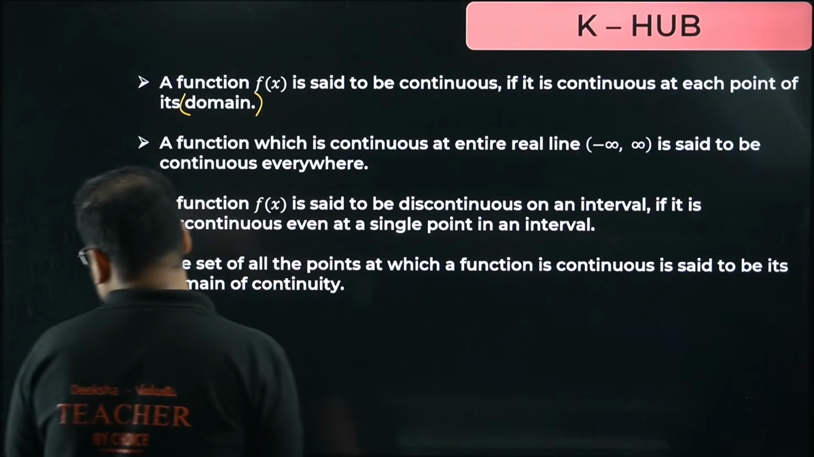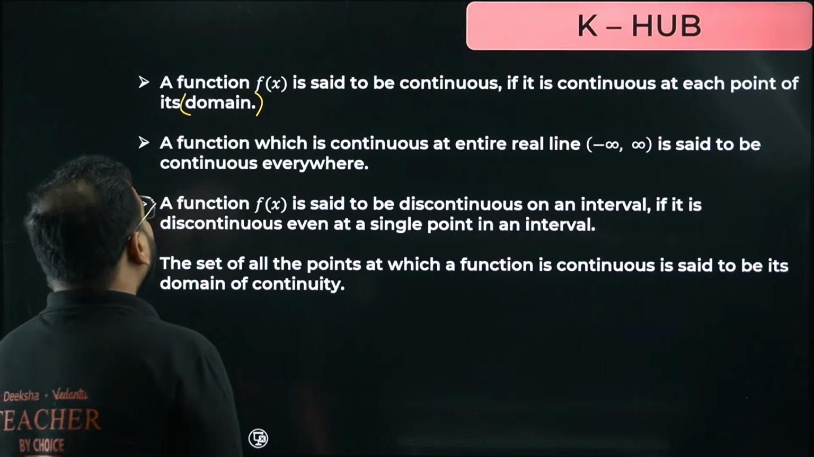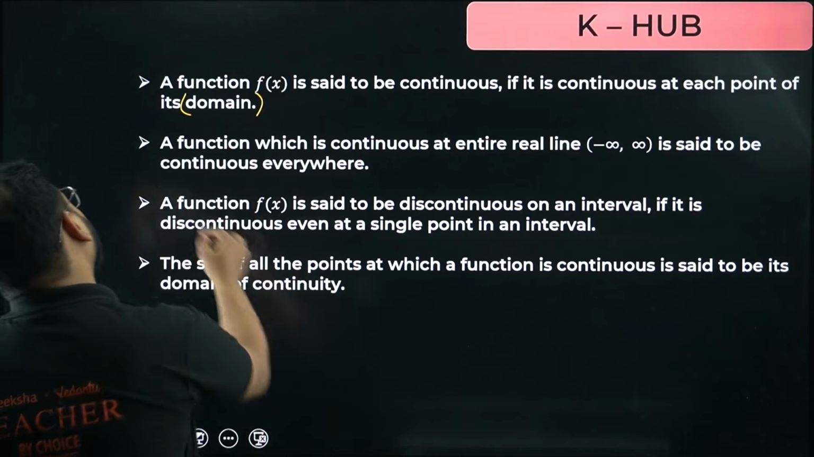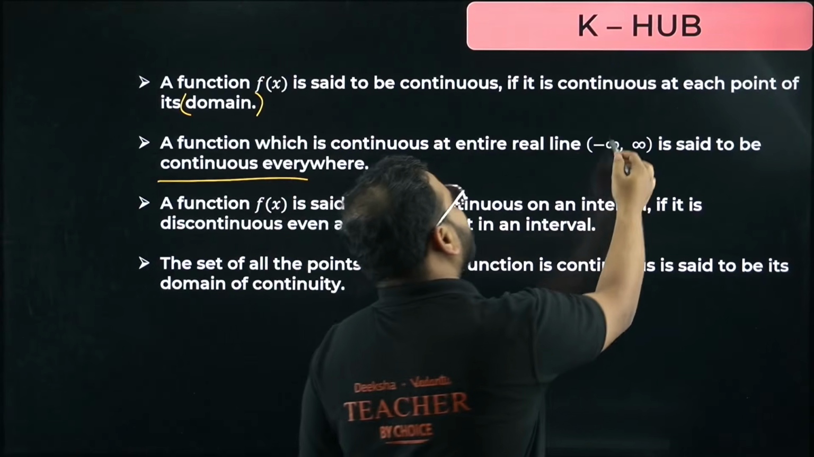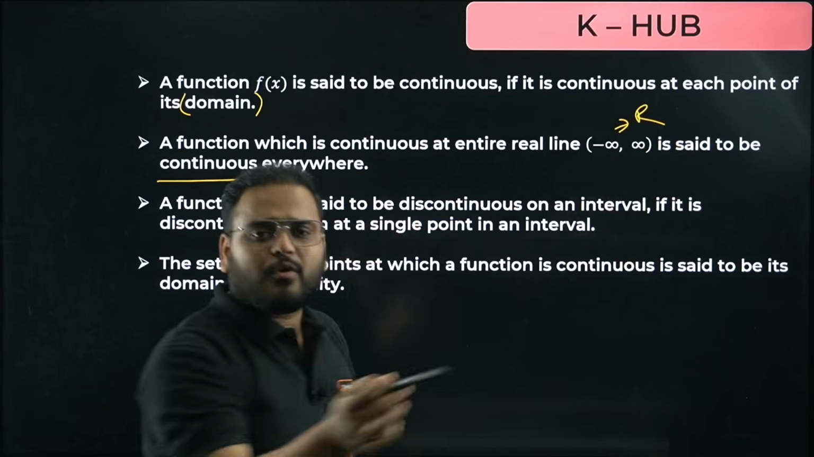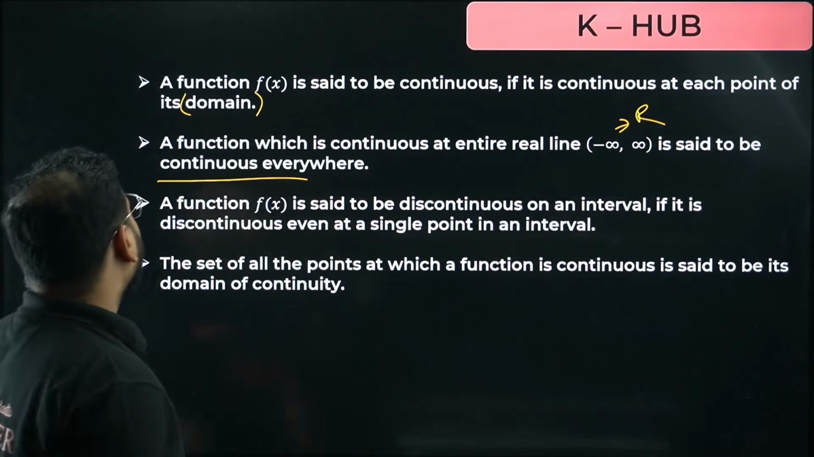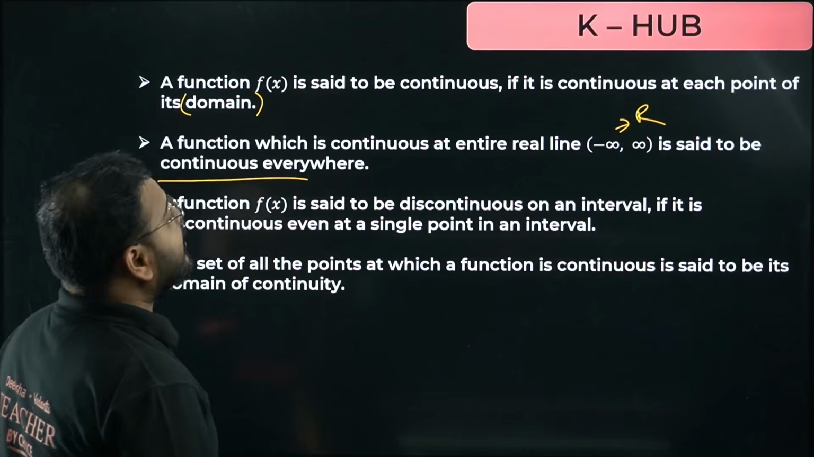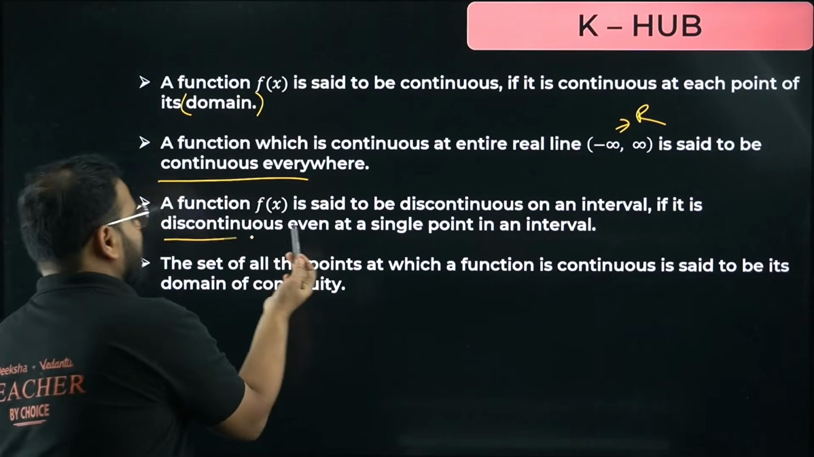If not, let me know in the comment section that you have a doubt. A function which is continuous on the entire real line is said to be continuous everywhere. Of course, the real line is all real numbers, so continuous everywhere for all real numbers. Next, a function f(x) is said to be discontinuous on an interval if it is discontinuous at any point.